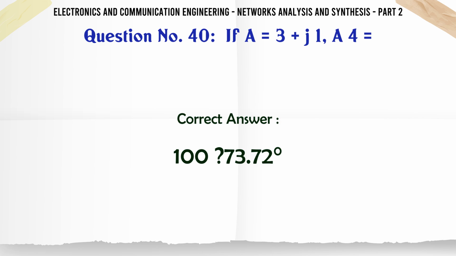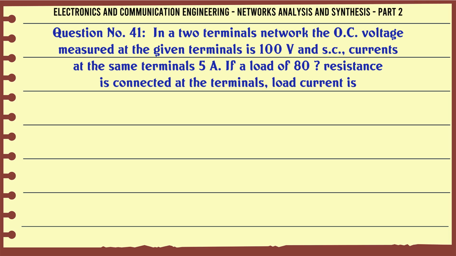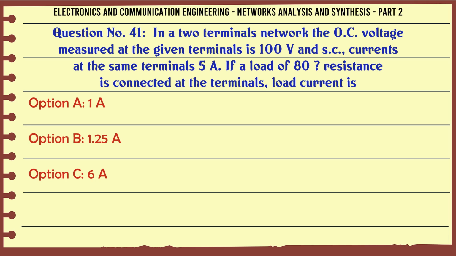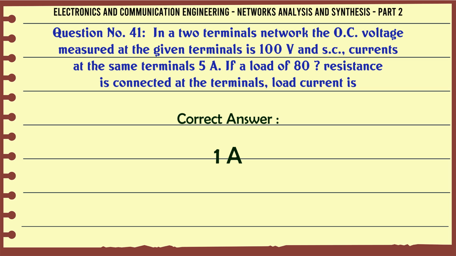173.72. In a two-terminal network, the OC voltage measured at the given terminals is 100 V and SC current at the same terminals is 5A. If a load of 80 ohm resistance is connected at the terminals, load current is A 1A, B 1.25A, C 6A, D 6.25A. The correct answer is 1A.